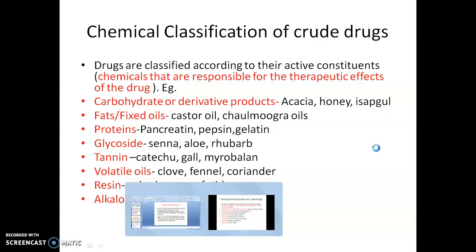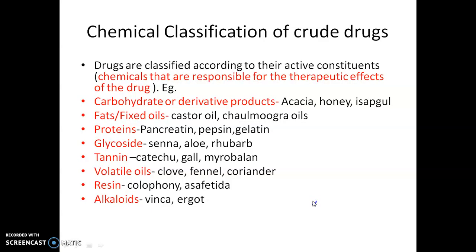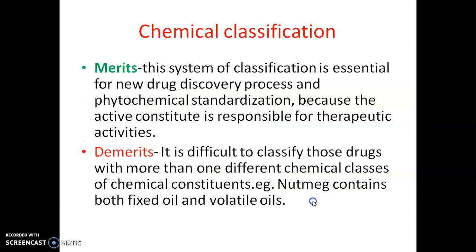Now come to the advantages and disadvantages, or merits and demerits, of this system of classification. The major merits: because active constituents are responsible for the therapeutic effect, this system of classification is essential for the new drug discovery process and for phytochemical standardization, as this is important for therapeutic purposes.